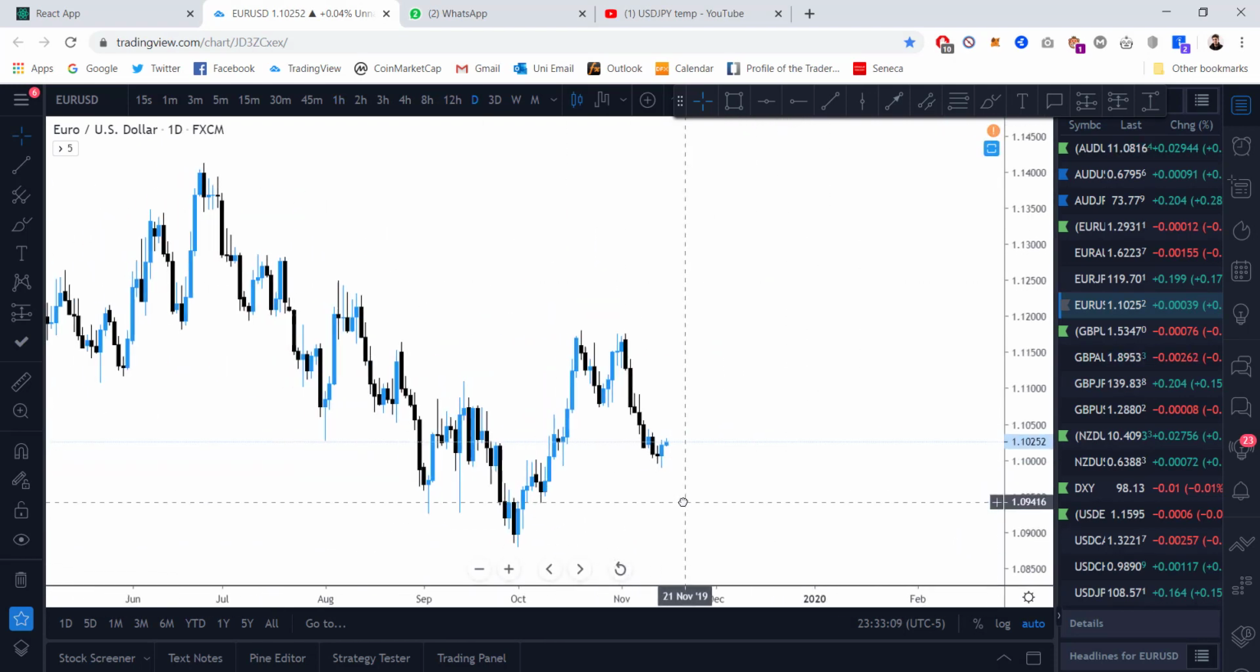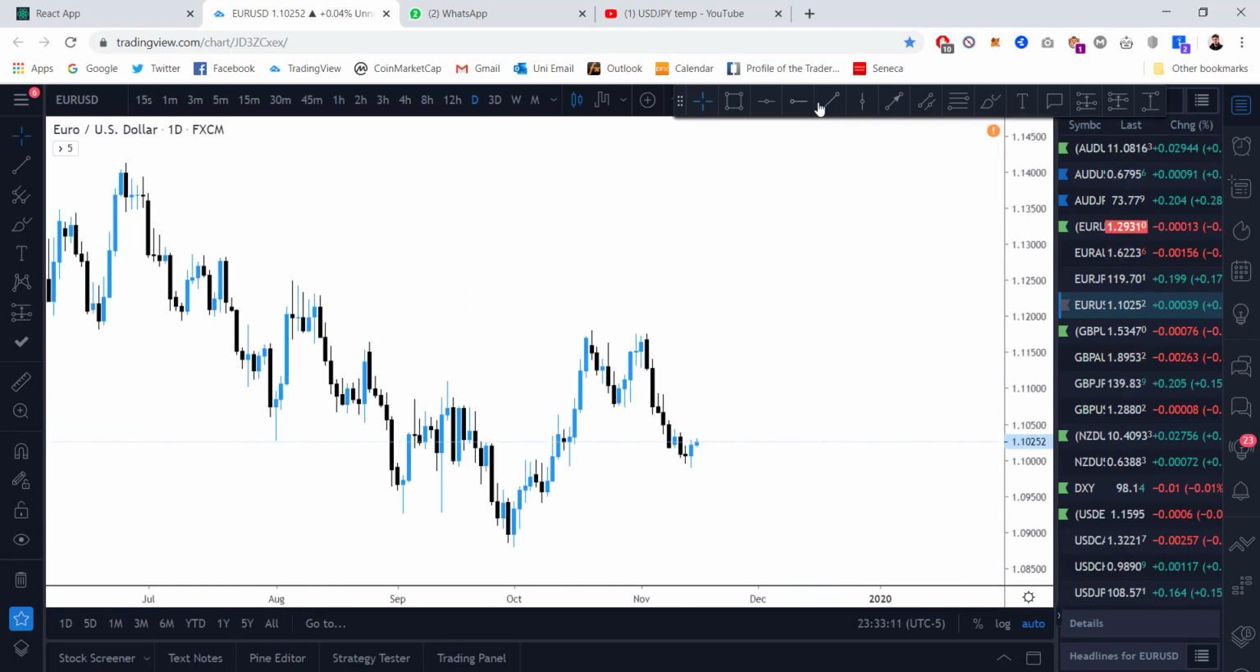We do have a structure break, right? So I'm just gonna mark it right there. We do have that structure break on the daily. So on a downtrend, we finally broke the structure, went up, created a higher high, and so on. And yeah, so let's go to the 4 hour.